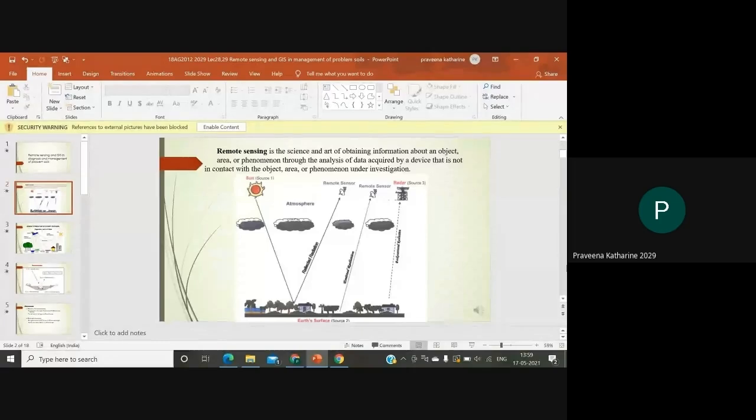okay? Or you want to find out what the forest cover is, how the forest cover has changed, or you want to find out whether there is any disease or pest incidence in the field, or you want to find out what the weather condition would be for weather forecast. Okay, for all these, we are using this technique, remote sensing. So here, the device is not in direct contact with the object. Okay.